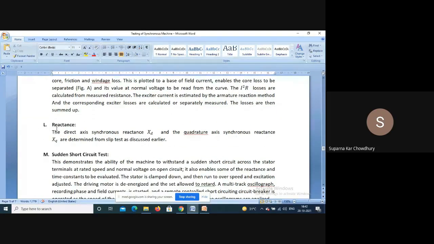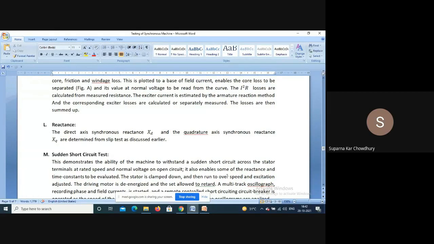Now we have to determine the reactances. The reactances Xd and Xq are determined from the slip test. The slip test we have defined earlier. In the slip test, the machine is run at a speed slightly different from the synchronous speed, with the field winding open. A reduced positive sequence voltage is applied to the stator.